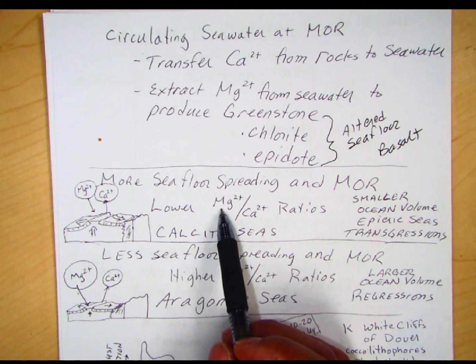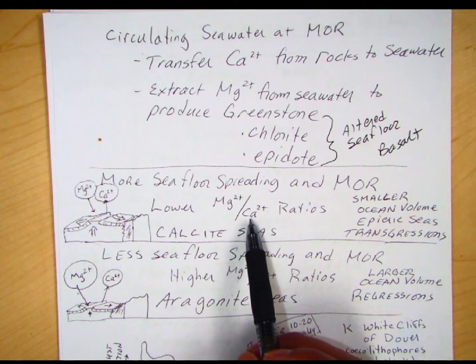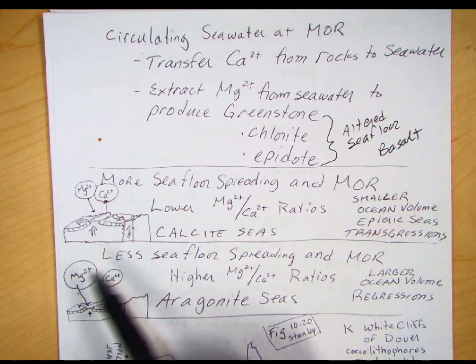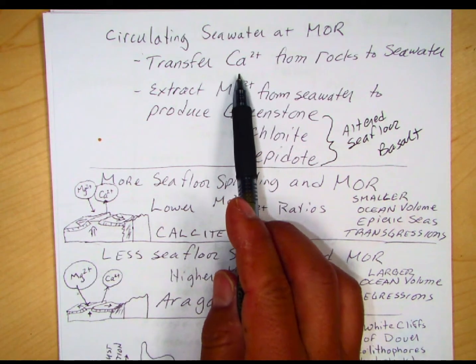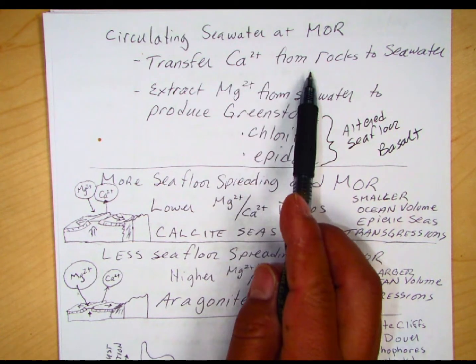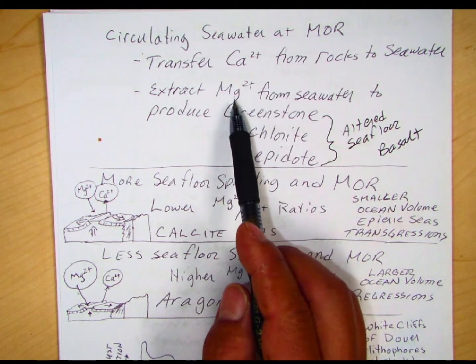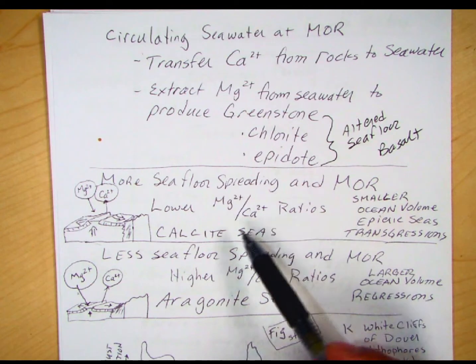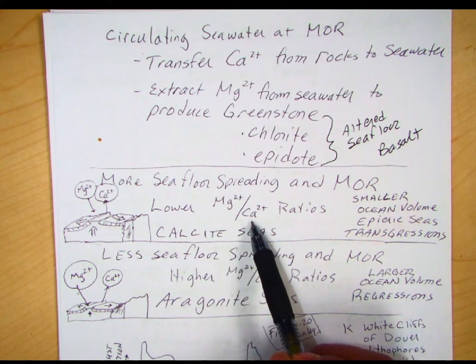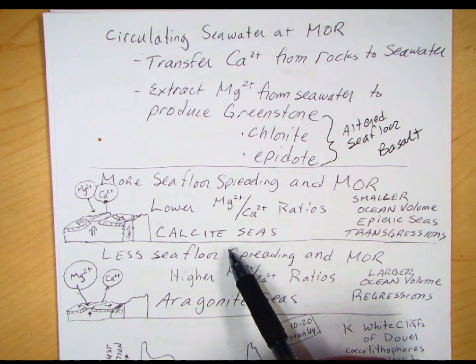We're going to lower the magnesium to calcium ratios, right? Because we're going to circulate more. We're going to transfer more calcium from the rocks to the seawater, and we're going to extract more magnesium from seawater. So we decrease the magnesium, increase the calcium, we get calcite seas.